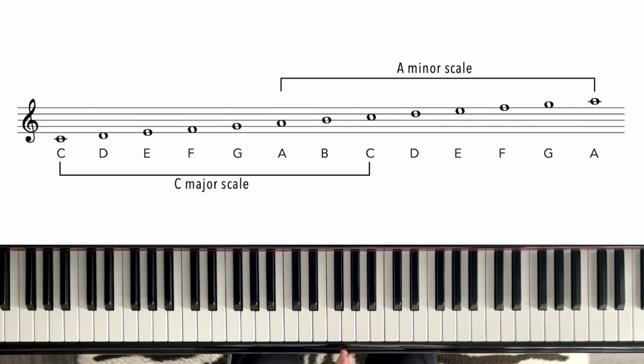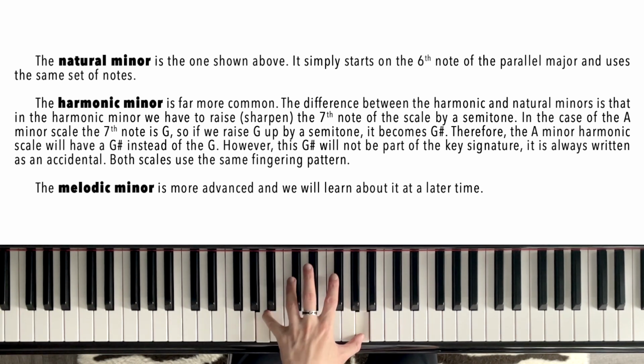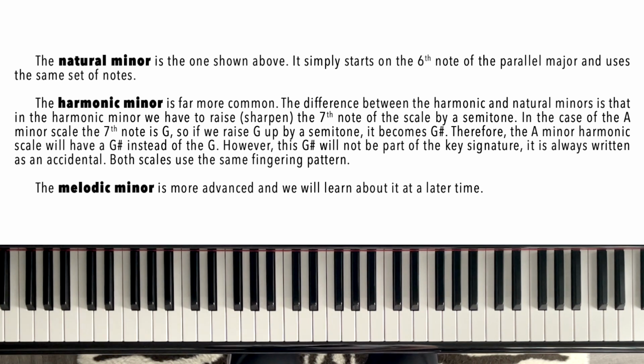So now that we understand how we build a minor scale from the major, let's have a look at the different kinds of minor scales. With the majors, there's only one kind of major, which is the standard major. But with the minors, we've got 3 different kinds of minor scales, all starting from the same note. The first one is called a natural minor, which is the one I just played. So it has the same set of notes as the major, and it starts on the 6th note. So A natural minor goes like this: A, B, C, D, E, F, G, A. That's our natural minor.